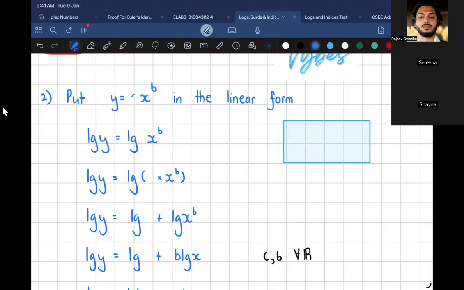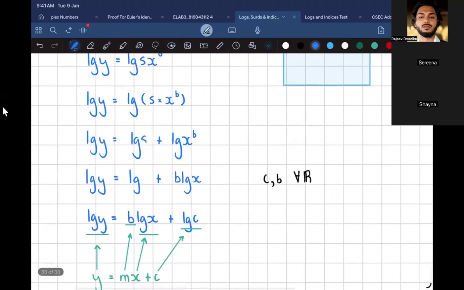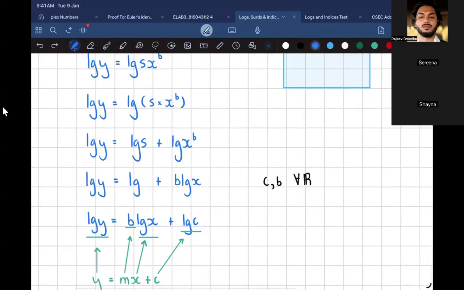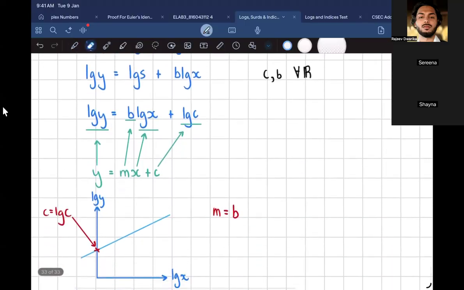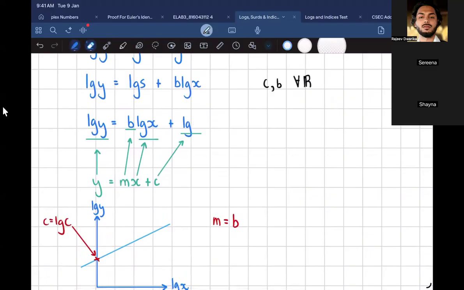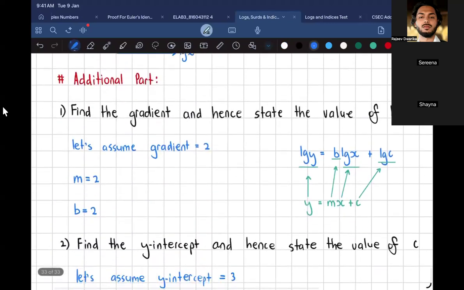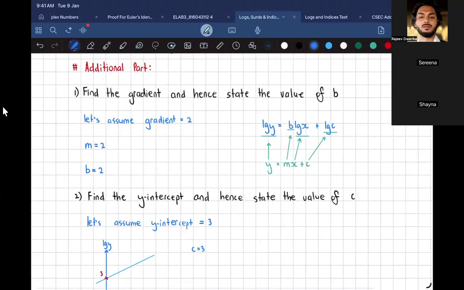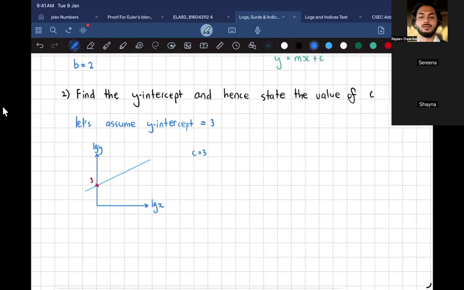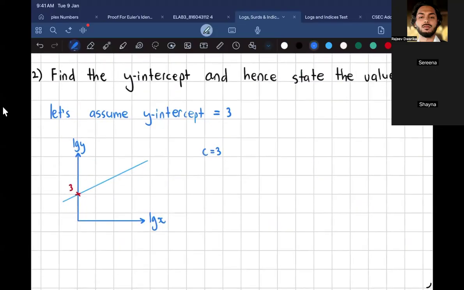Let me just change this to S so nobody would get confused. So, Shayna, in case you're wondering, I'm just changing C to S so you wouldn't be using the same letter twice, right? So Serena, if I assume that the y-intercept was 3, then I would say C is equal to 3. Yes or no? Yes, sir.